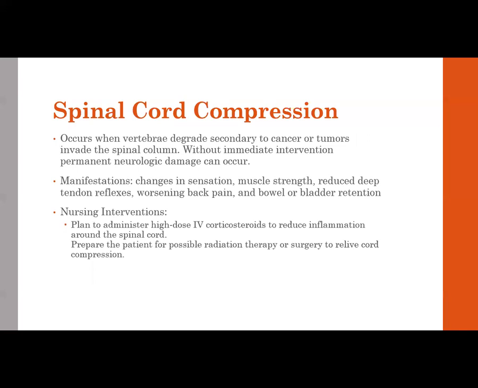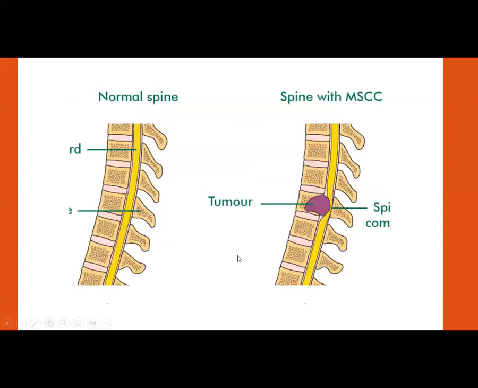So your manifestations can be things like changes in sensation, muscle strength, reduced deep tendon reflexes, worsening back pain, and bowel or bladder retention. So your interventions for them would be to plan to administer high-dose IV corticosteroids to reduce inflammation and prepare the patient for possible radiation therapy to relieve that cord compression. There you can see it there.